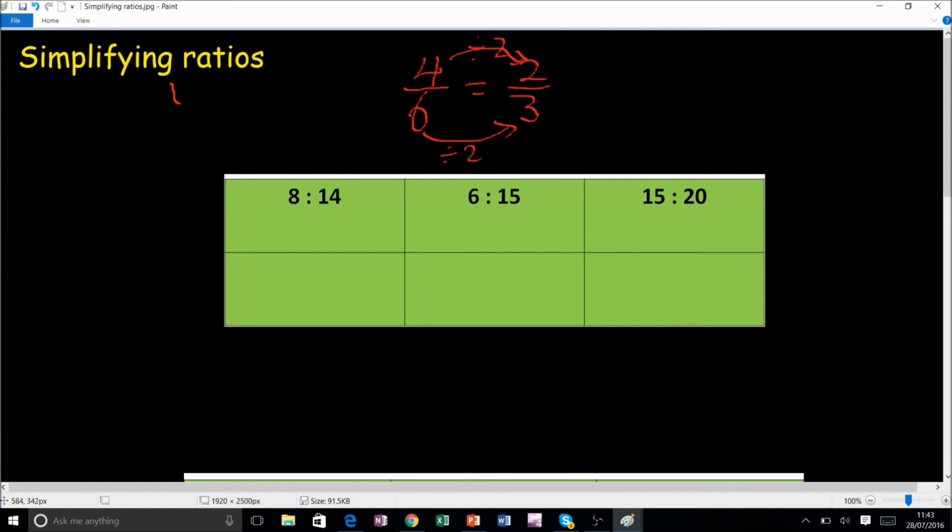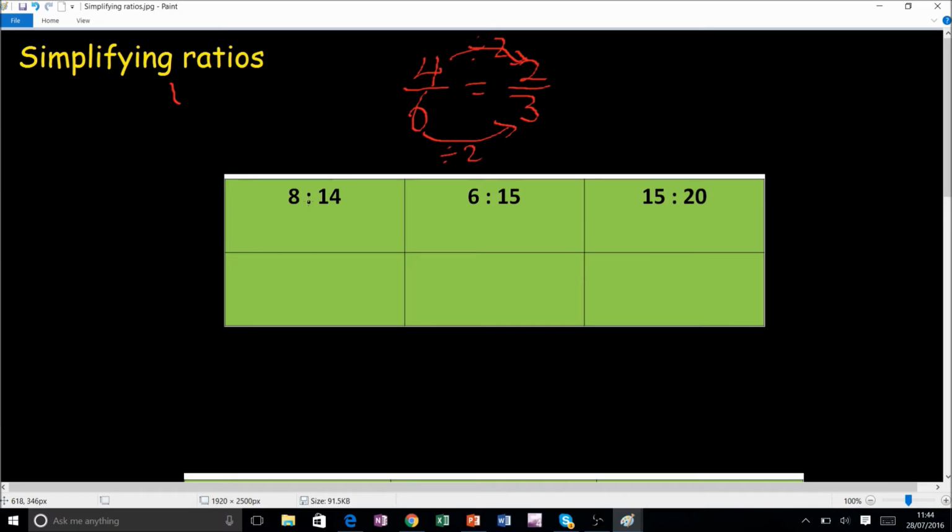So for example here we've got the ratio 8 to 14. That basically means our whole has been split up, and if we add these two numbers together, 8 and 14, that gives us our whole, which is 22. So we split up our 22 into 8 and 14 parts, okay? Anyway, we want to simplify it. So we need to think of a number that goes into both 8 and 14. What's the biggest number that goes into both 8 and 14?